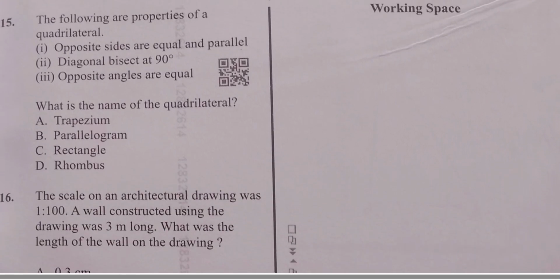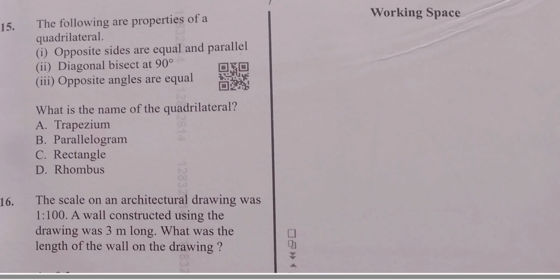Now question 15, the following are properties of a quadrilateral. Opposite sides are equal and parallel. The diagonals bisect at 90 degrees. Opposite angles are equal. Now this one is basically a rhombus, because the diagonals bisect at 90 degrees.